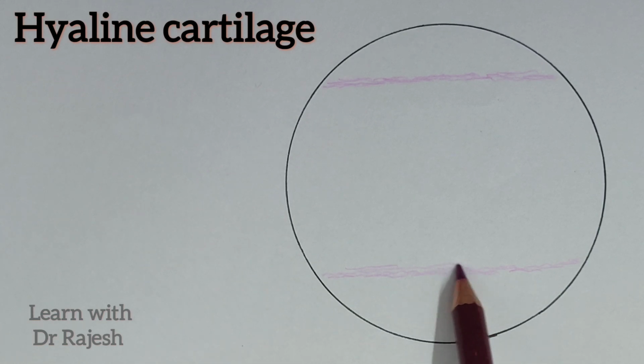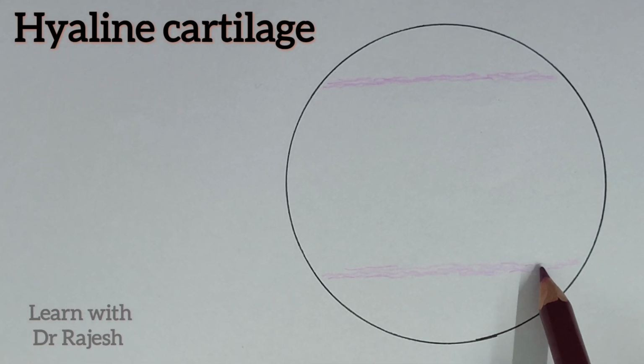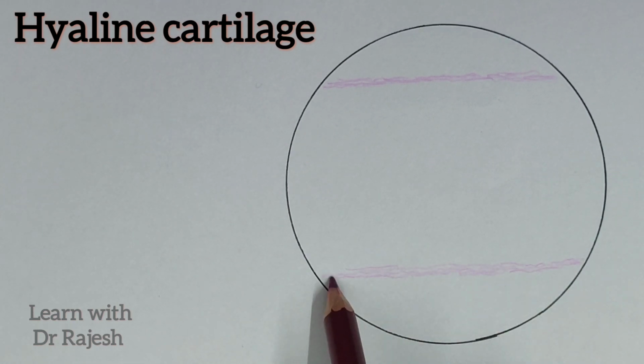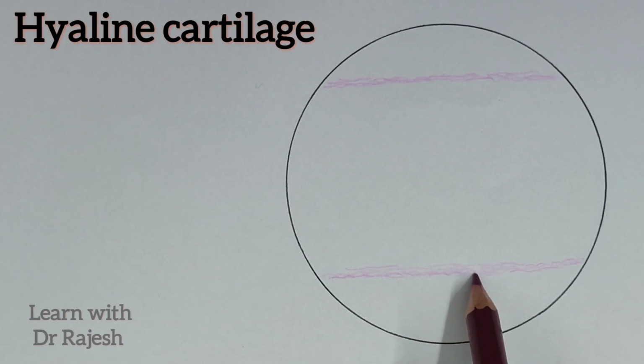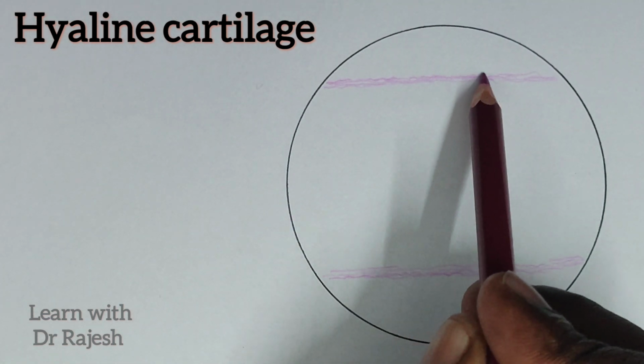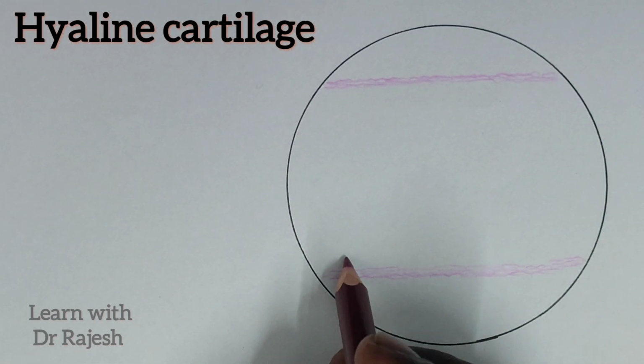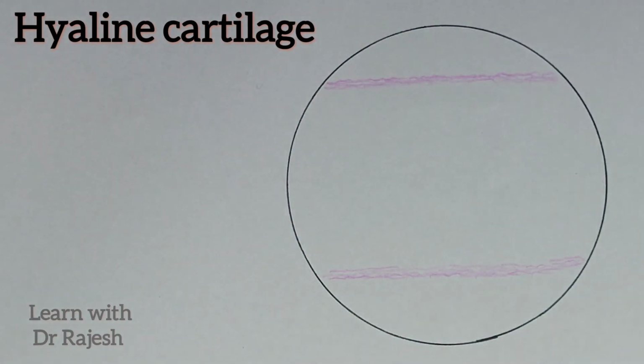This perichondrium is present in most of the hyaline cartilage except the articular cartilage, where the perichondrium will be absent. Through the perichondrium only, the nutrients required for the cartilage will be transported. So inside the cartilage there won't be any blood vessels. This fibrous perichondrium is very much essential for the growth and maintenance of the cartilage tissue.